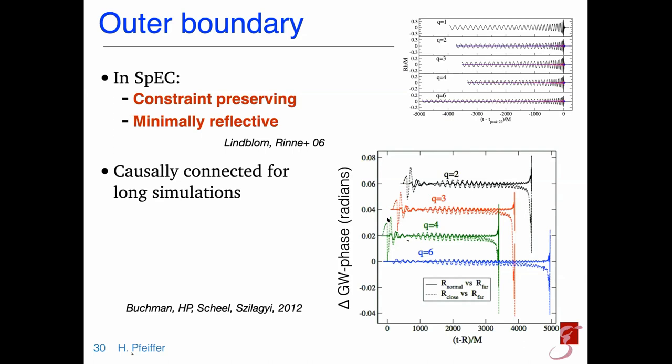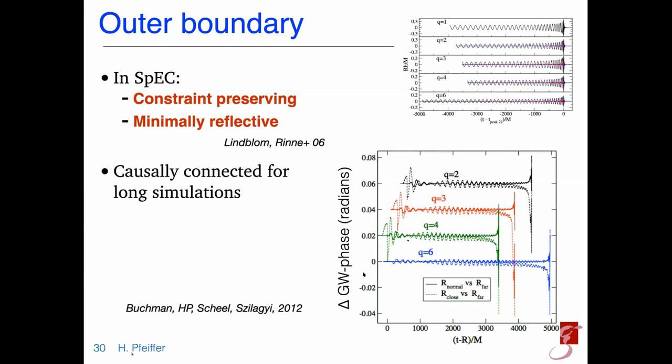Here's one example of just testing the outer boundary conditions. This is a set of numerical relativity simulations of unequal masses, mass ratio 2, 3, 6, run at three different outer boundary radii. And what you're seeing here as the dashed curve is the difference in gravitational wave phase between small and medium outer boundary radius. It's 0.01 radians, quite small and good.